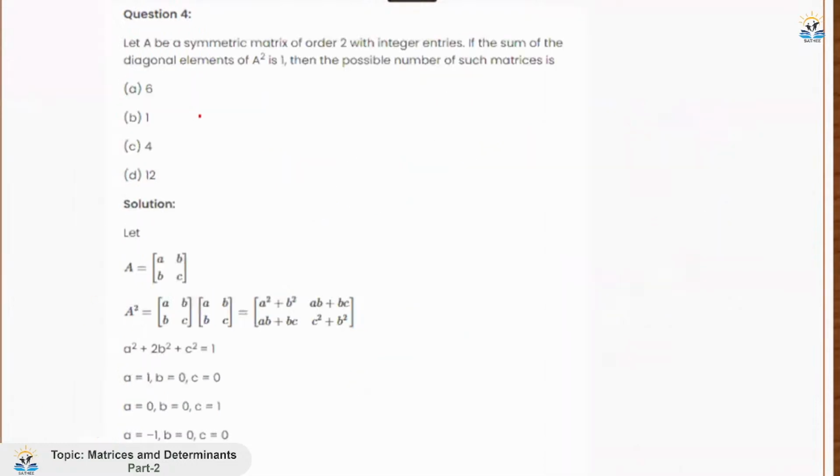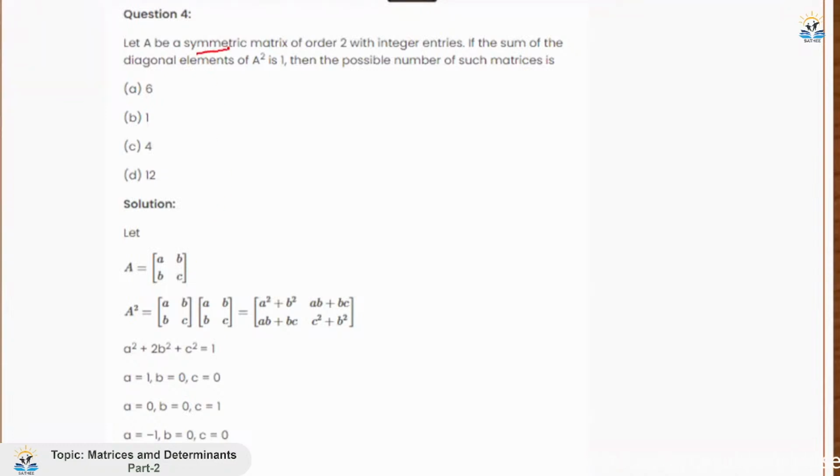Next one now. Let A be a symmetric matrix of order 2 with integer entries. Okay, then again they are only integer entries. If the sum of diagonal elements of A square is 1, then the possible number of such matrices is how much? So again take a matrix A, B, C, D.